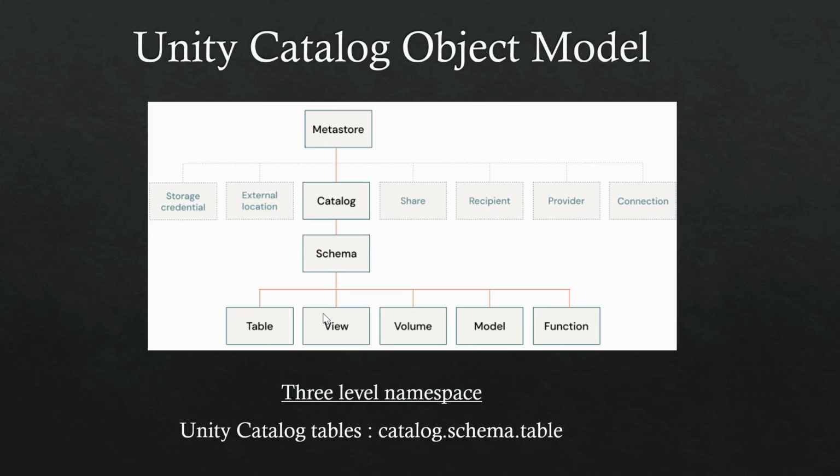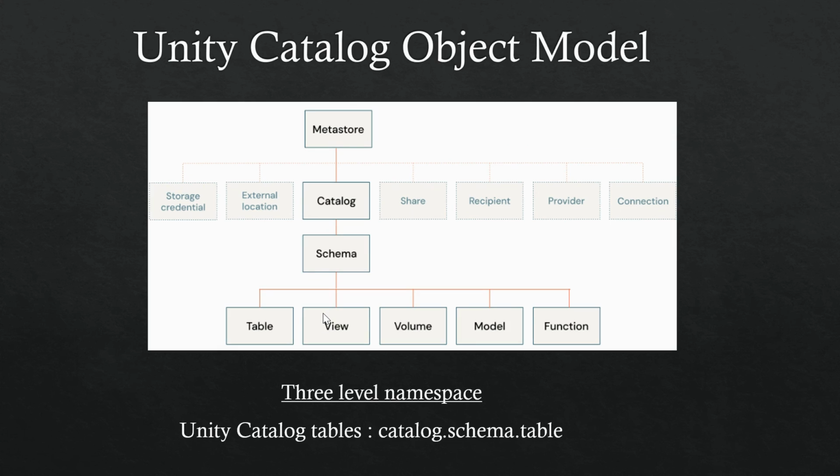Let's say you have a schema of dev, then UAT and prod, you can declare it like that. It's just an example. So inside that schema you can also have your tables, views, your models and functions. Whenever you have to read a table or get the data from a table, you have to mention it in a three level namespace, that is your catalog name along with your schema, then your table name.